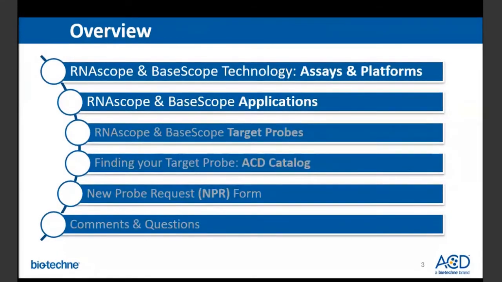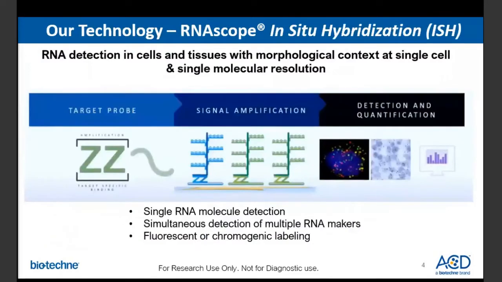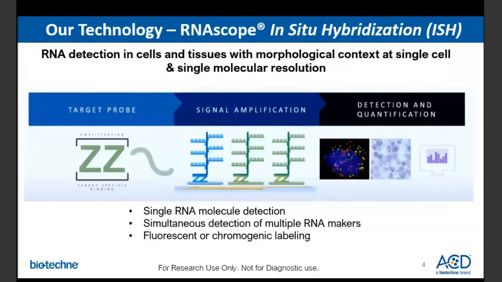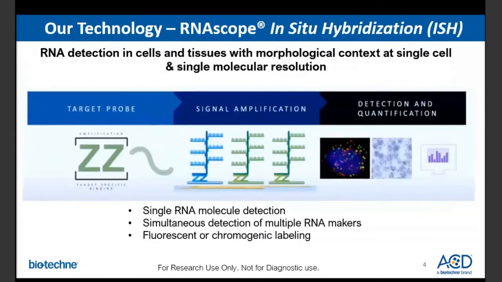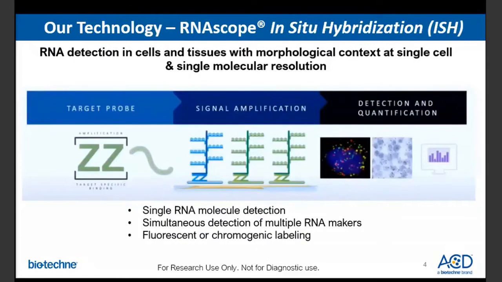So now moving forward to our core technology, which is RNAscope and BaseScope, we'll briefly start with what our technology has to offer and what RNAscope represents for in situ hybridization. So our RNAscope technology is an in situ hybridization based signal amplification system, which has a unique probe design which enables simultaneous signal amplification and background suppression. This is RNA detection in cells and tissue with morphological context at single cell and single molecule resolution.